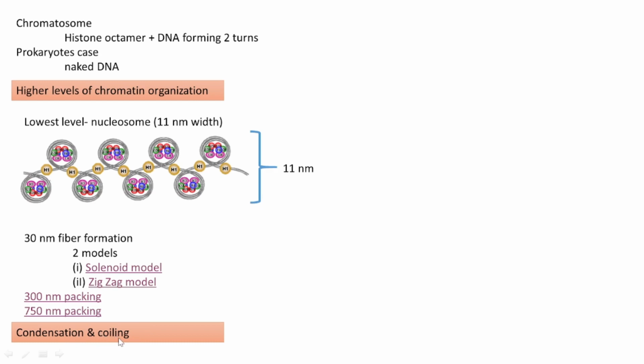Next is about the condensation and coiling. Here it is mentioning the extent of condensation of the chromatin, how much condensation is happening to the chromatin. We know that the nucleus is somewhat 10 micrometer in diameter, and the DNA is 2 lakh times lengthier than that diameter. It undergoes that much extent of condensation to be incorporated into that small nucleus. That is just mentioned under this point.